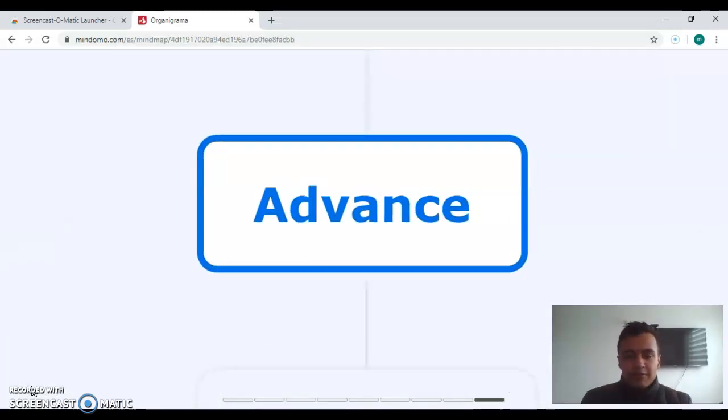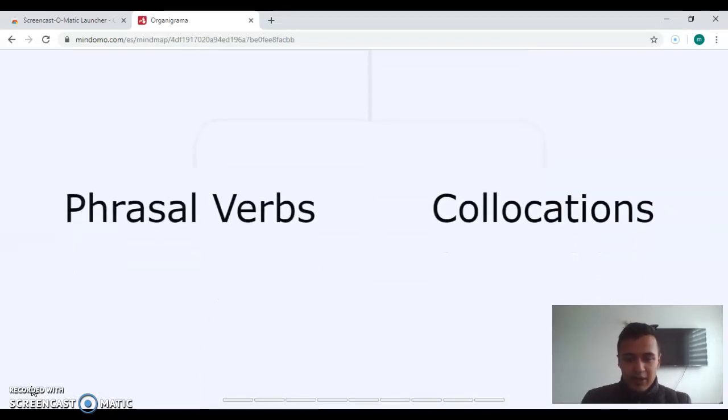Then we're going to finish the course with the advanced vocabulary. This is the one that I really like more. And here we have phrasal verbs and collocations. Actually we put this in this part of the course because you have to understand this by the context. So if you try to translate this literally, maybe you are going to get confused with this.